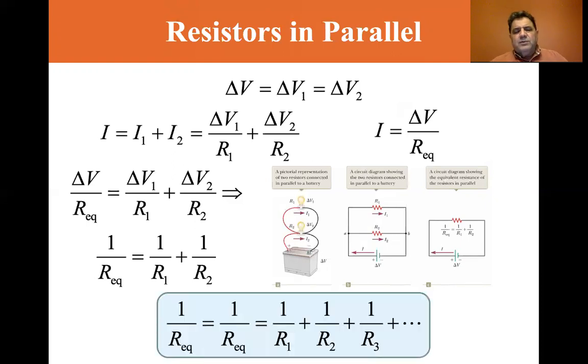So to calculate an equivalent resistance, it's 1 over R equivalent equals 1 over R1 plus 1 over R2 plus 1 over R3. If you have more than 2, you can't use the little shortcut R1 R2 divided by R1 plus R2. You just have to brute force it. But remember, you need to take the reciprocal when you get the final answer.